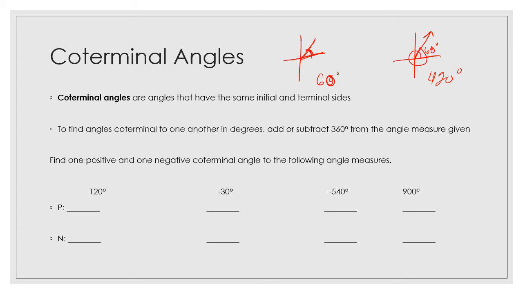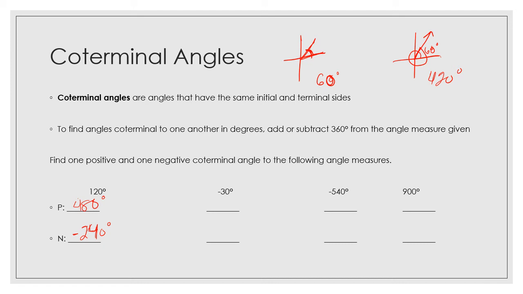So to find angles that are coterminal to one another in degrees, all you need to do is add or subtract 360 degrees from the angle measure given. So for this first one, I have 120 degrees. So if I add 360 to that, I have 480 degrees. Then if I subtract 360 from that, I get negative 240 degrees. And then if you were to draw out those two angles, then you would see that the terminal side ends up in the exact same spot.